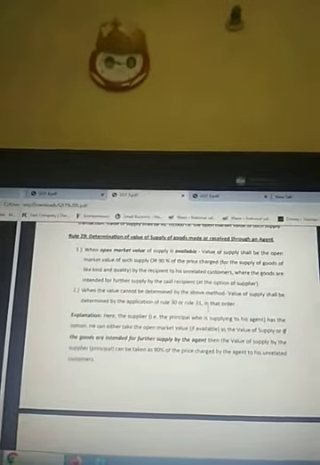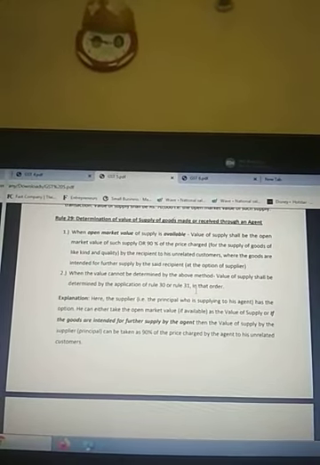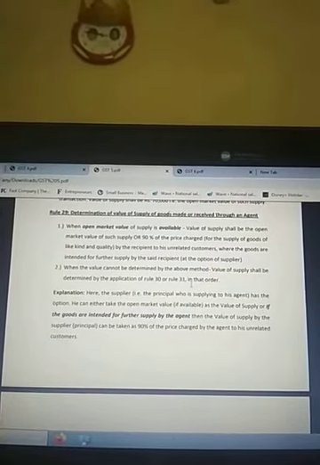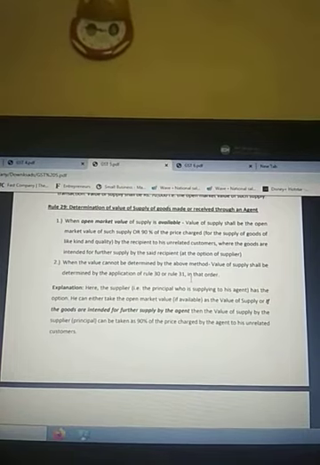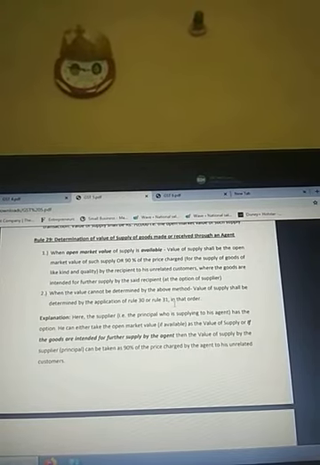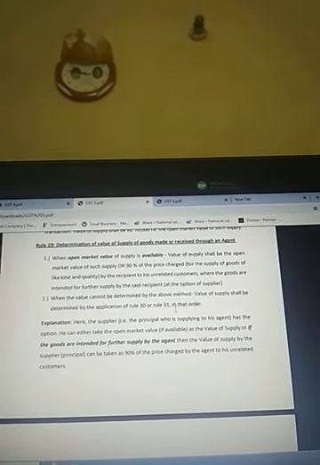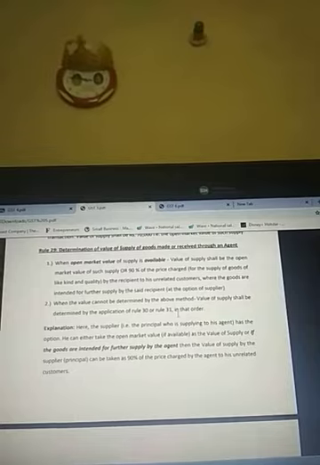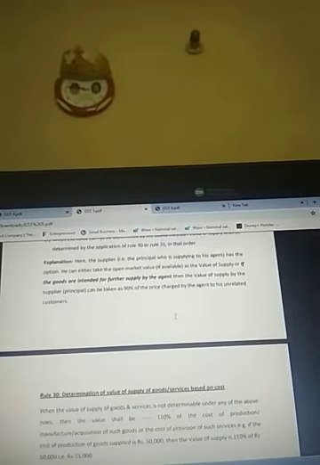Rule 29, determination of value of supply of goods made or received through an agent. When open market value of the supply is available, the value of supply shall be the open market value of such supply or 90% of the price charged by the recipient to his unrelated customer, wherein the goods are intended for further supply by the said recipient. When the value cannot be determined by the above-mentioned method, the value of supply shall be determined by the application of Rule 30.